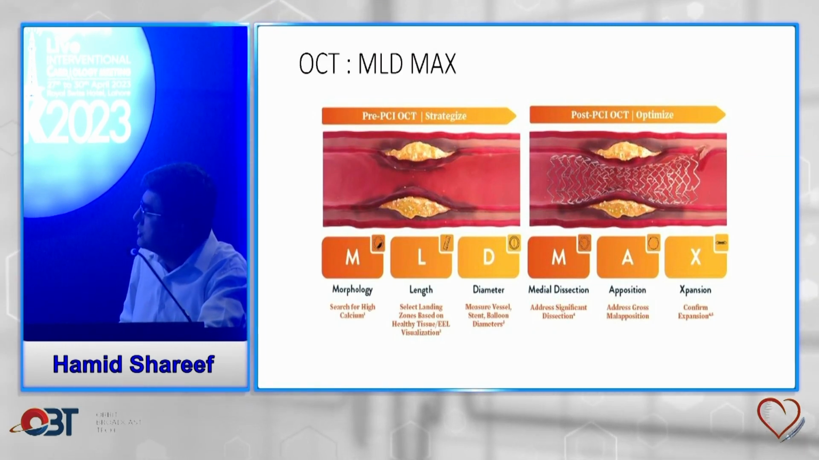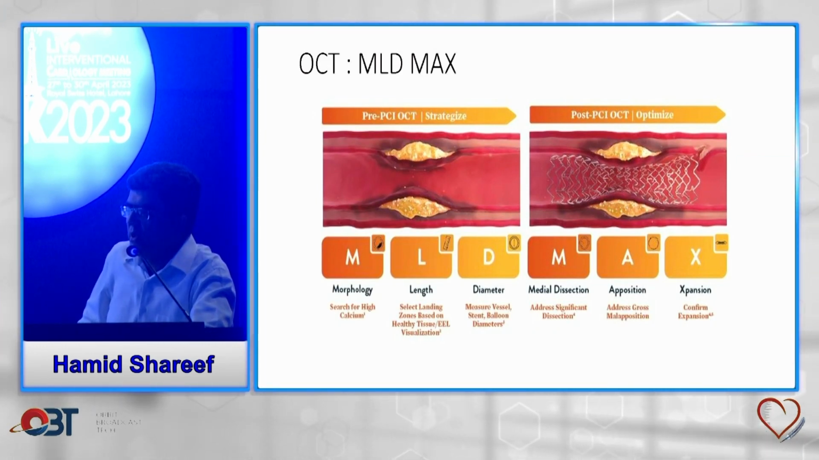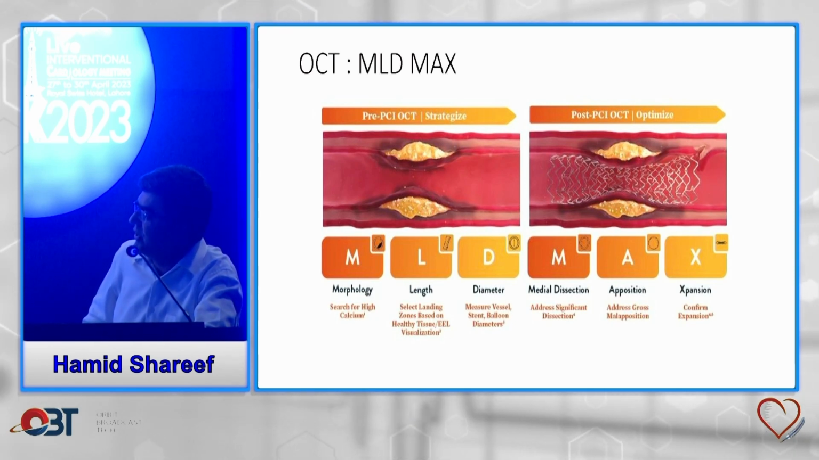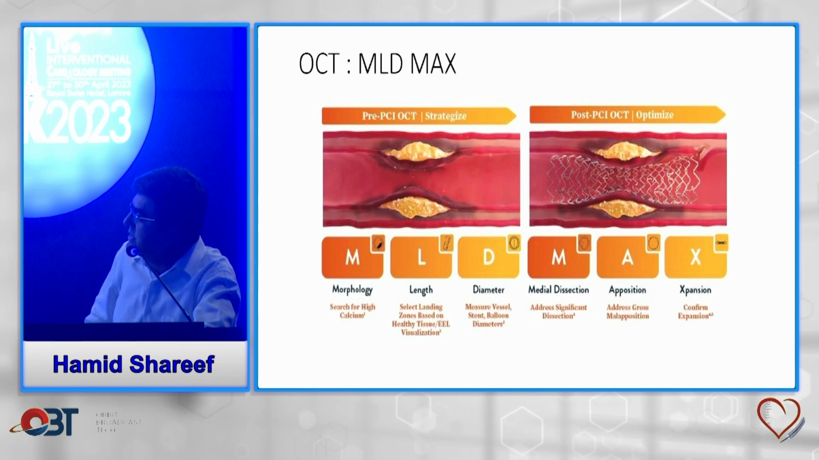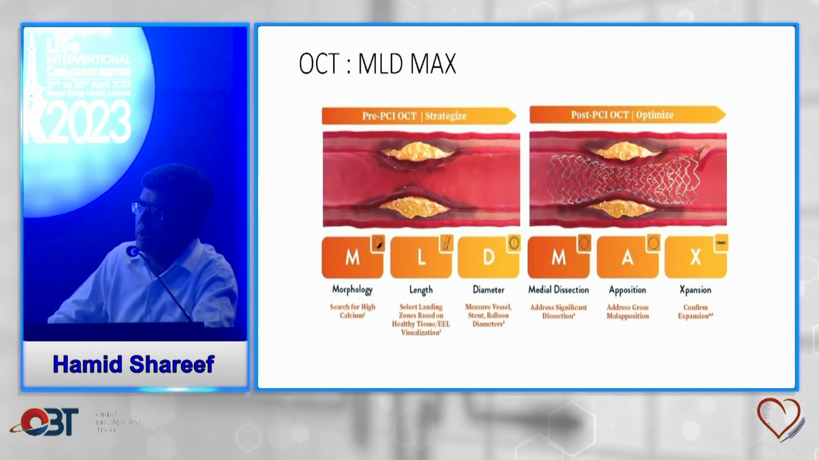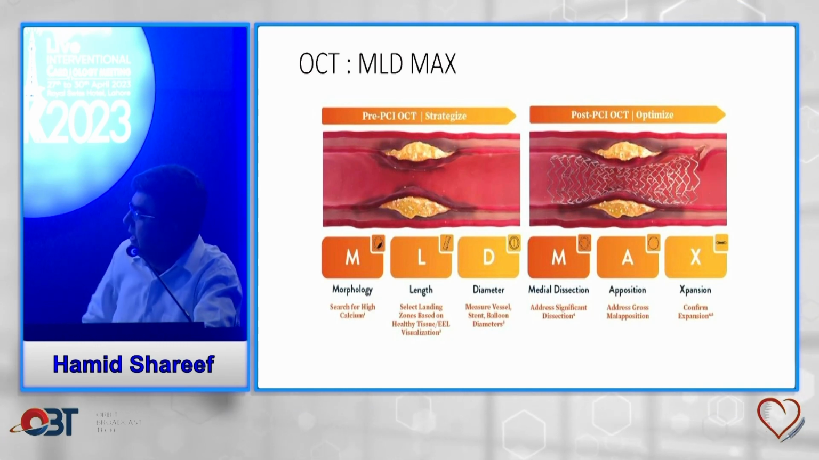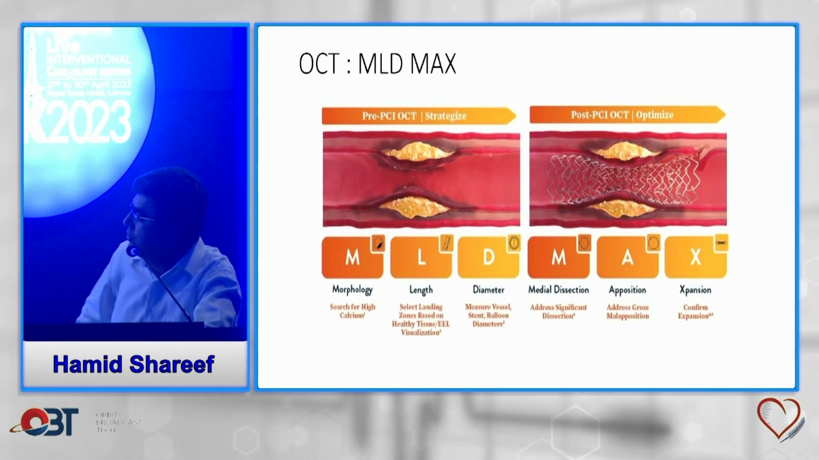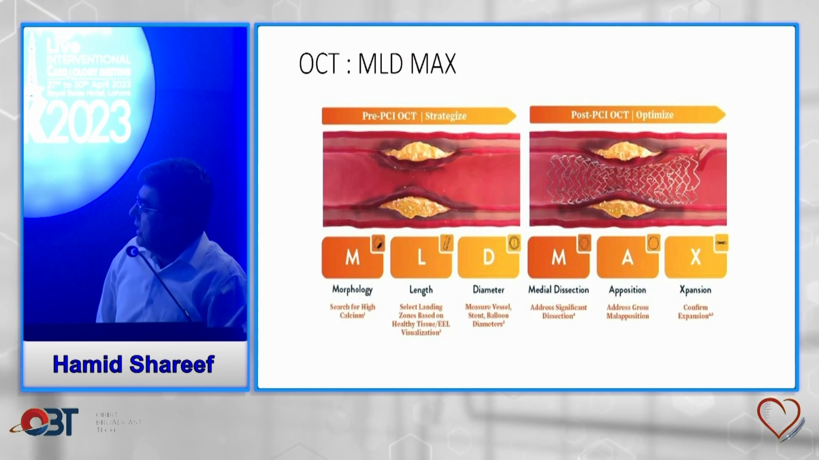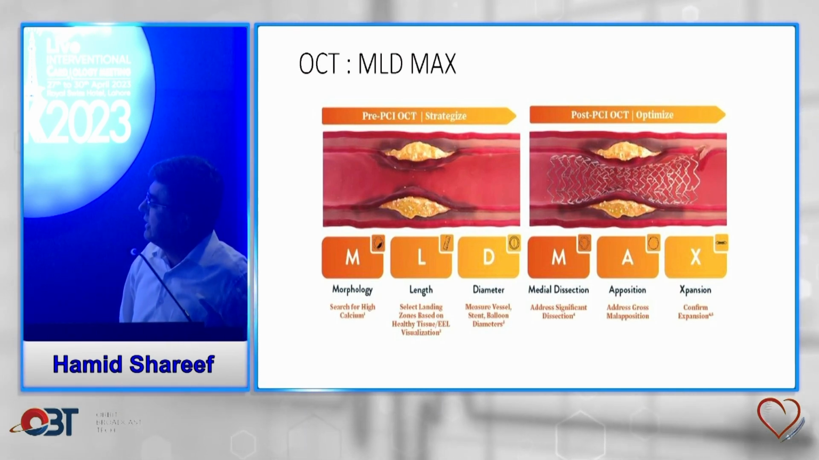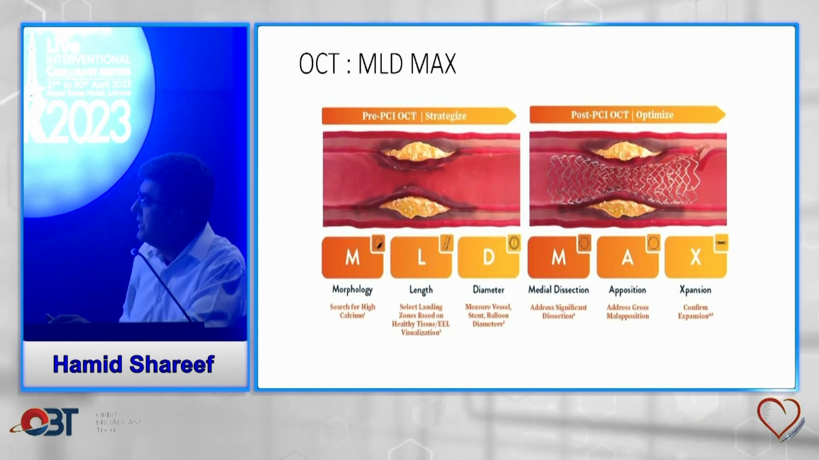So simply, we can use the MLD MAX criteria for optimization of the results. MLD is the pre-stent assessment of morphology, length, and diameter. And based on morphology, we can do vessel sizing and also vessel preparation. Either we can use rotablation if the need be. And after the procedure, we can use the MAX, which is the assessment of dissection, apposition, and expansion. And based on specific criteria, we can make sure that the stent is properly deployed.